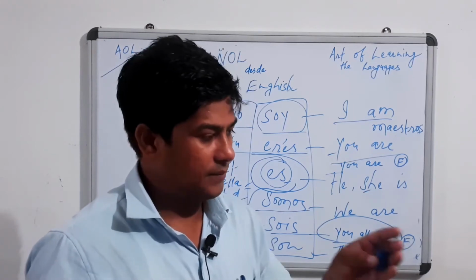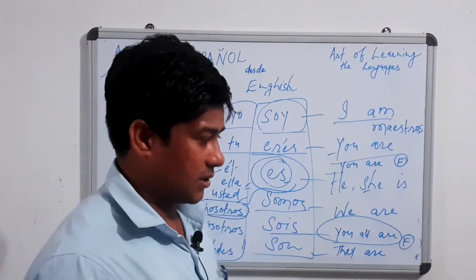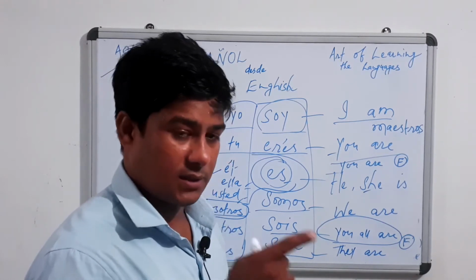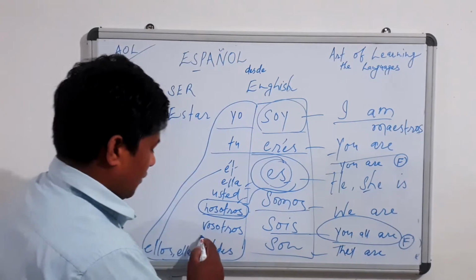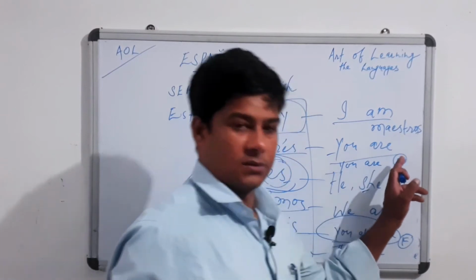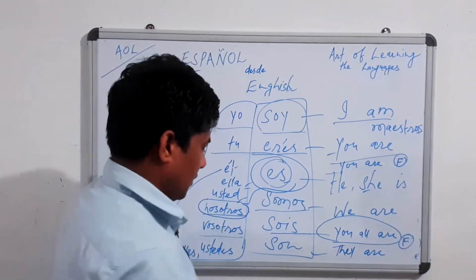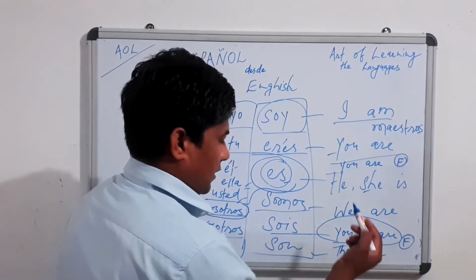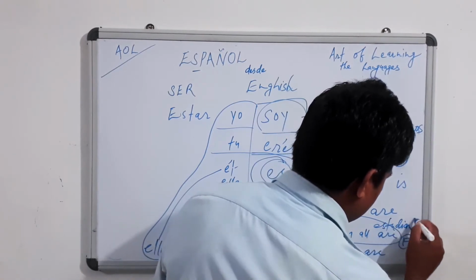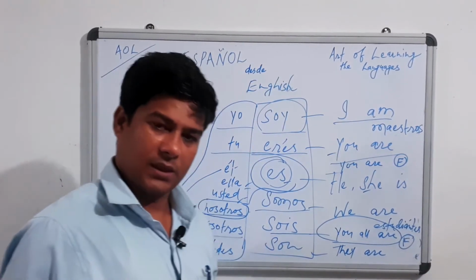So we are saying to them you all are, like they are children, and I'm talking to them, and I'm saying that you all are estudiantes, you all are students. So we say vosotros sois, you all are, not masters. Here you can say students. So vosotros sois estudiantes, that means students, in the plural form.